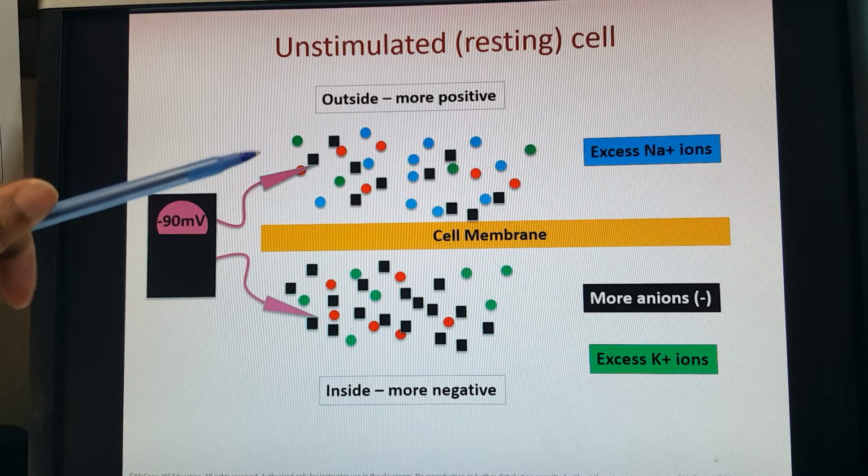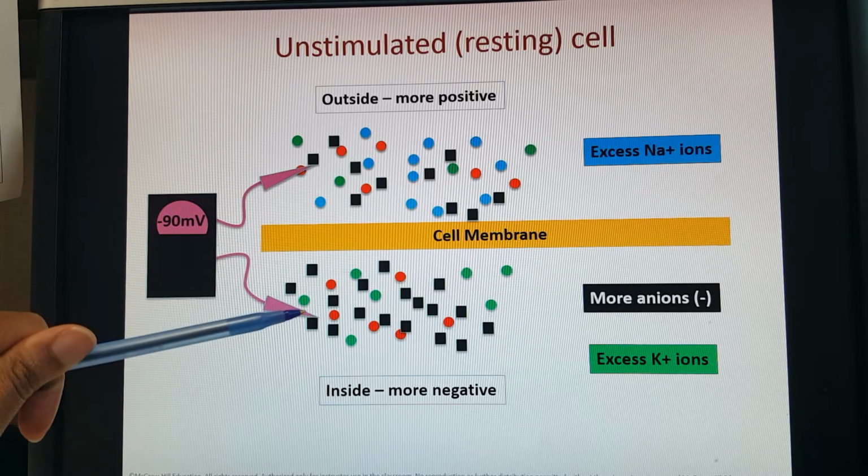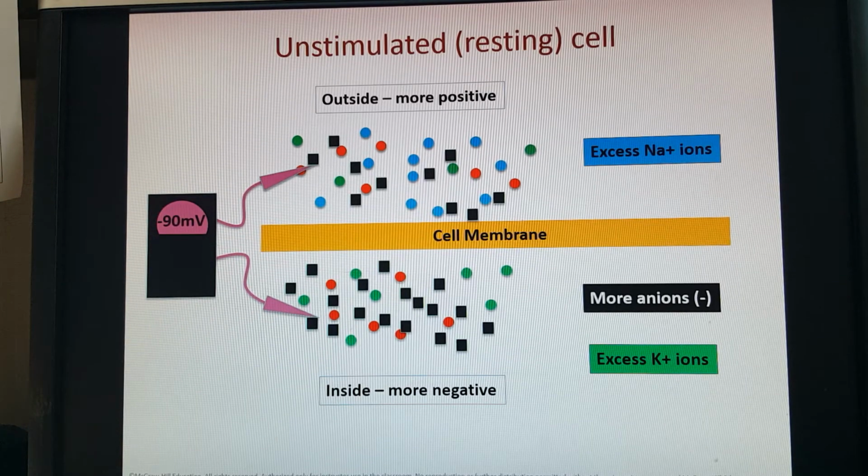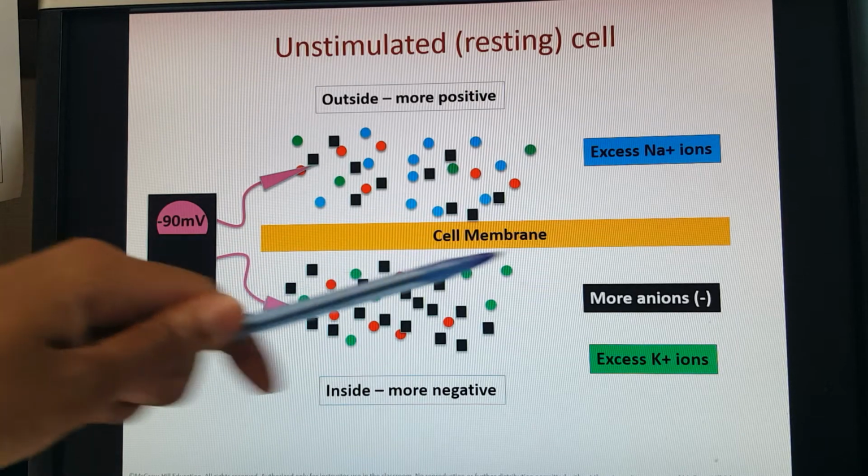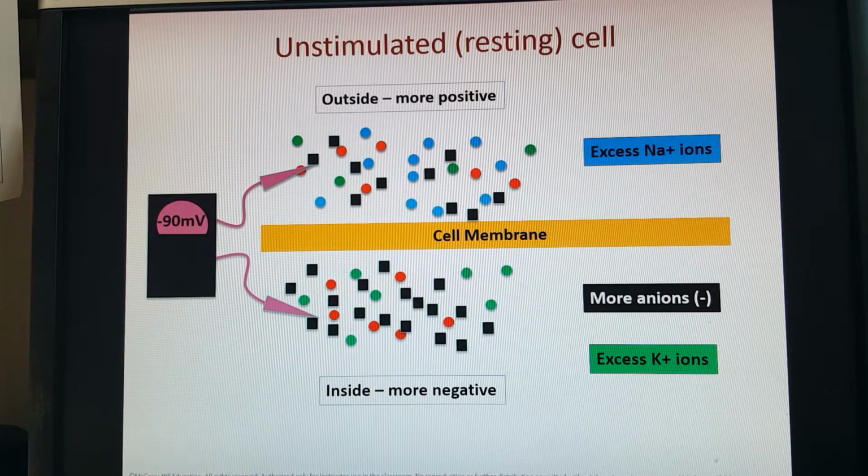So you're going to have a sodium gradient and a potassium gradient that we're actually going to use for our action potential. There are also more negatively charged anions, negatively charged molecules, on the inside of the cell that make it more negative on the inside.